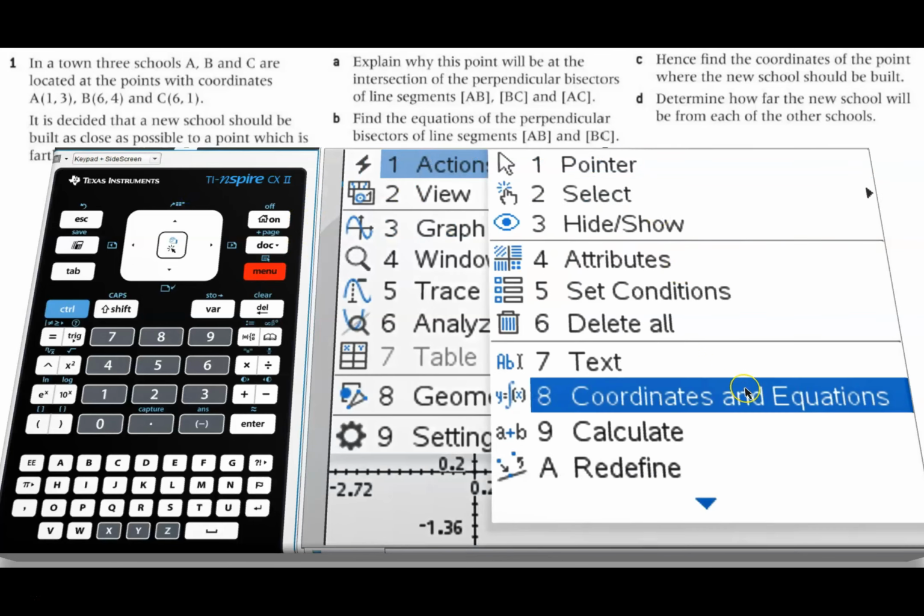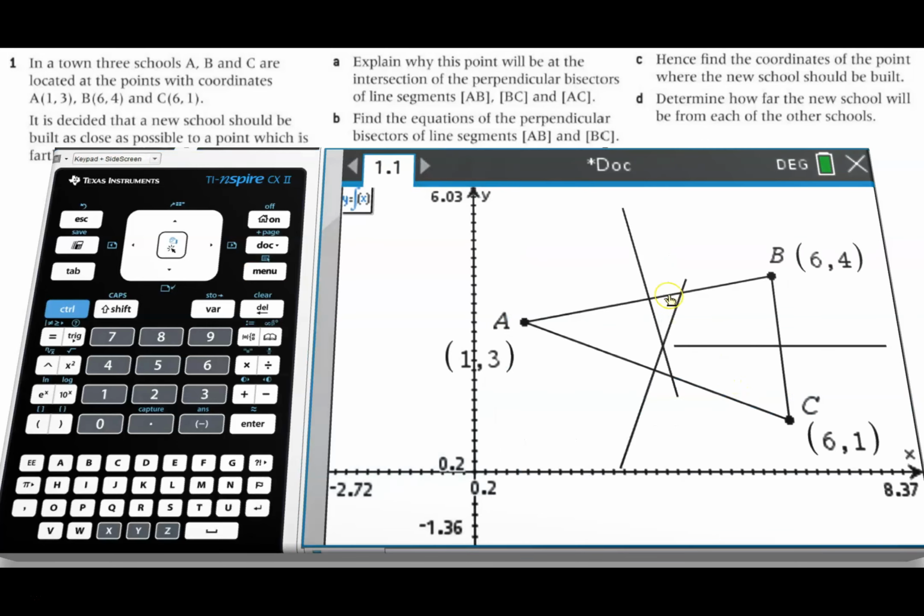Going to find the equations of these lines. I'll find the one that separates A from B. There it is, negative 5x plus 21. And y equals 2.5. That's a horizontal line, slope 0.